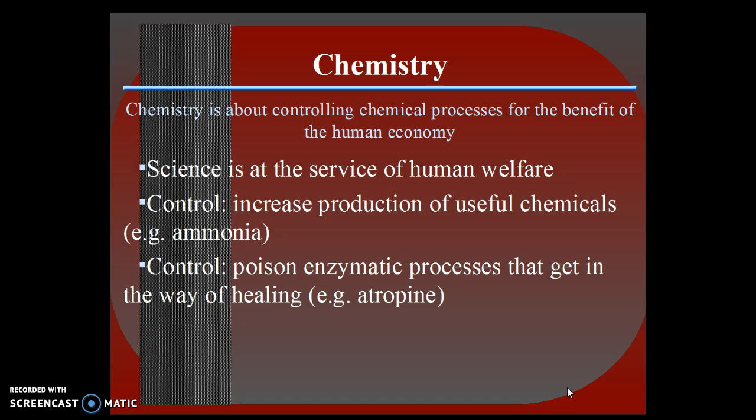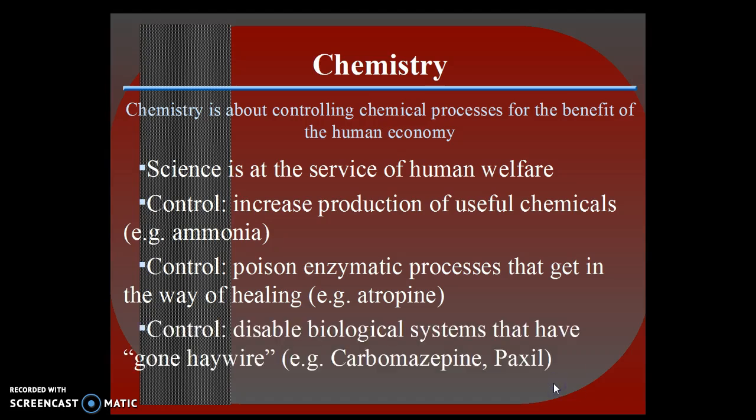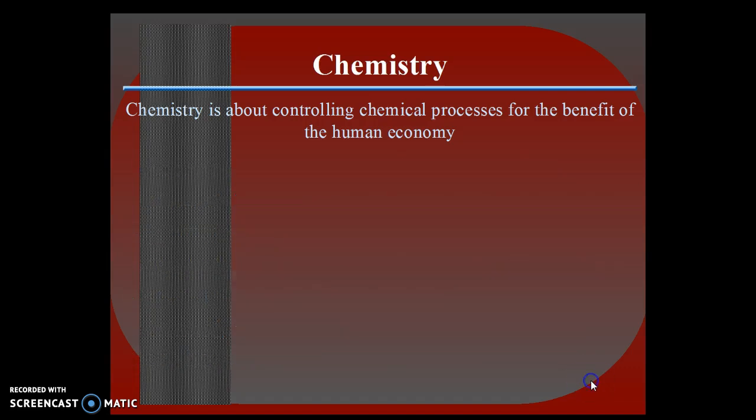Control, we would like to poison any enzymatic process that gets in the way of healing. For instance, we use atropine to reverse the effects of harmful anti-nerve drugs. We can also disable biological systems that have gone haywire. For instance, in seizure disorders, we use carbamazepine, and in certain other circumstances, we use Paxil. These are disabling biological systems that are getting in the way of health.